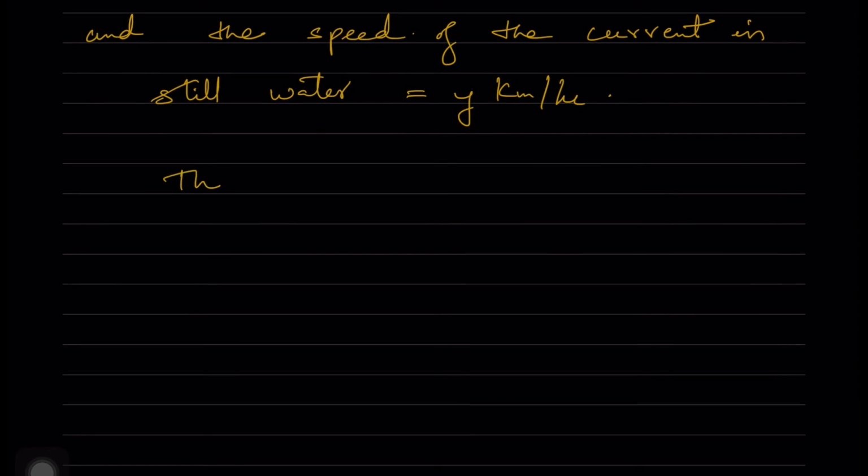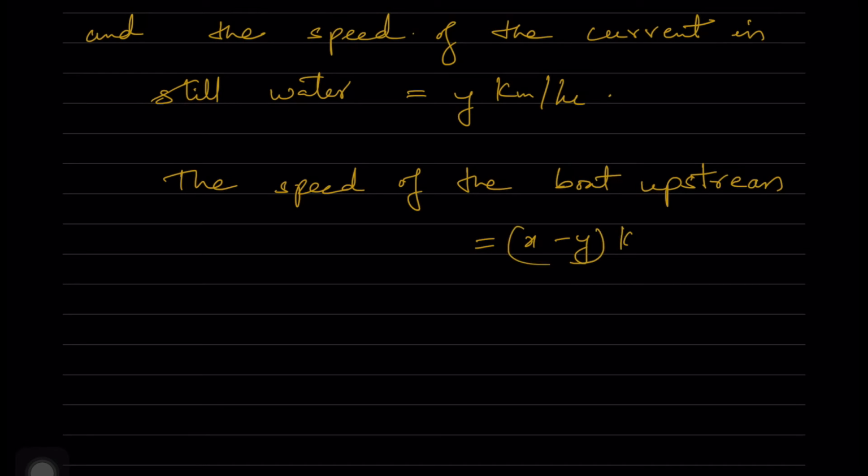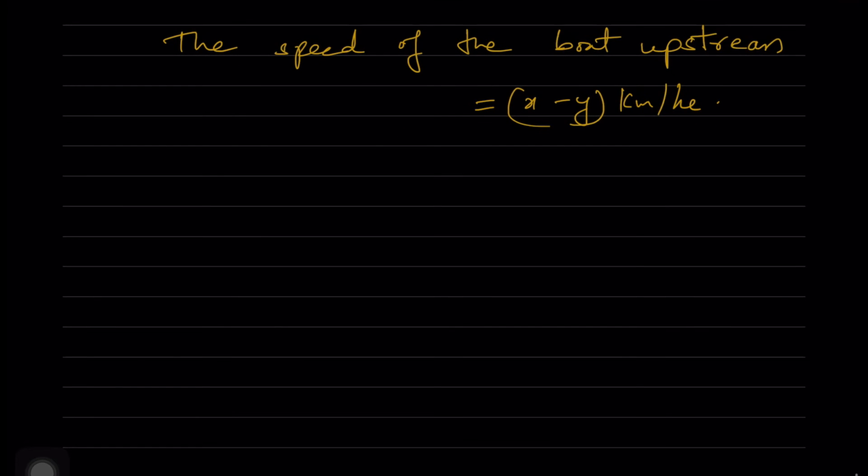Now the speed of the boat upstream, you are having upstream and downstream. Upstream it's going against the current. The boat has to go against the current, so it has to push the current over there. So you are getting x minus y kilometers per hour, and the speed of the boat downstream is equal to x plus y kilometers per hour.